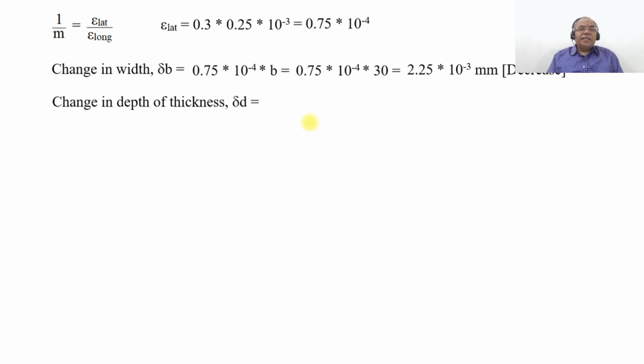Similarly, you will get the change in depth or thickness, which is delta D. Epsilon lateral is equal to delta D by D. Since we want delta D, you multiply epsilon lateral into D. That is again 0.75 into 10 to the power of minus 4, which is epsilon lateral, into D, the depth or thickness. You know the value of D, so it is 0.75 into 10 to the power of minus 4 into 20. On calculation, you will get 15 into 10 to the power of minus 3 mm. So there is a decrease in thickness also. So these are all the changes in dimensions.